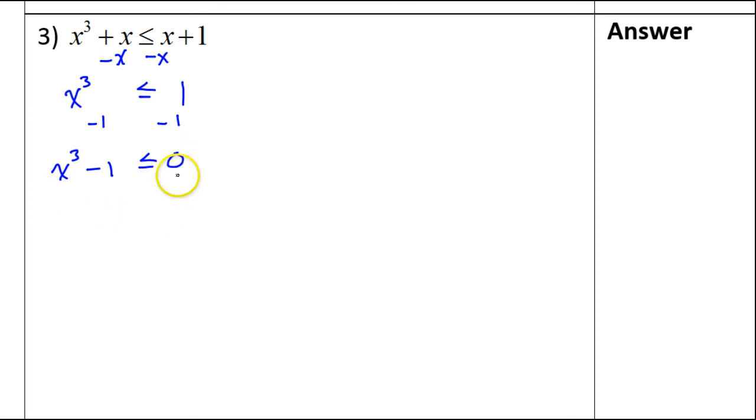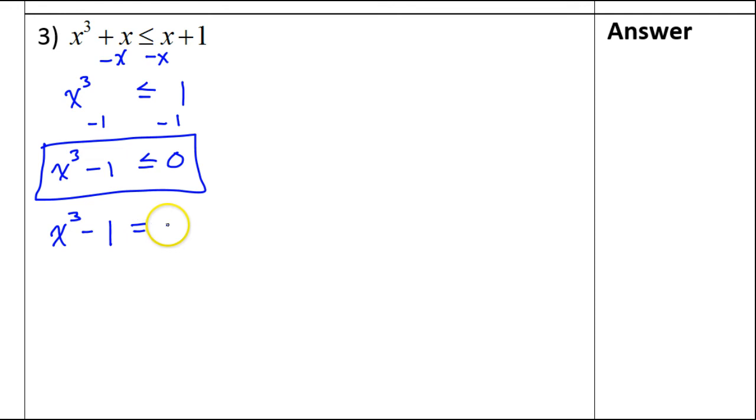So once you have 0 on one side, this is the version of the inequality that we will be looking at for the rest of this problem. But to solve this inequality, we need to start by solving the related equation, x to the third power minus 1 is equal to 0. In other words, we need to find the zeros of this function, because those will form the boundary points of our solution set. Okay, so how do I solve this equation?